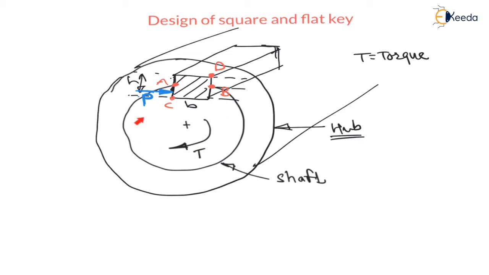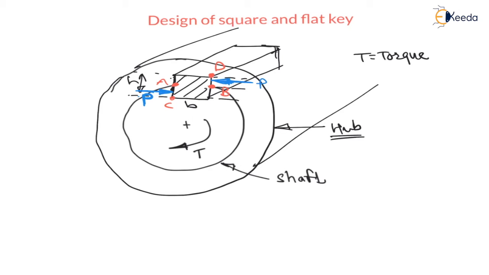Now as shaft is applying force on the key, then hub will offer resistance for this rotation. Therefore hub will offer the equivalent opposite force on this key in this hub portion, that is on BD. In this BD the hub will offer equivalent opposite force on this key like this P, right?